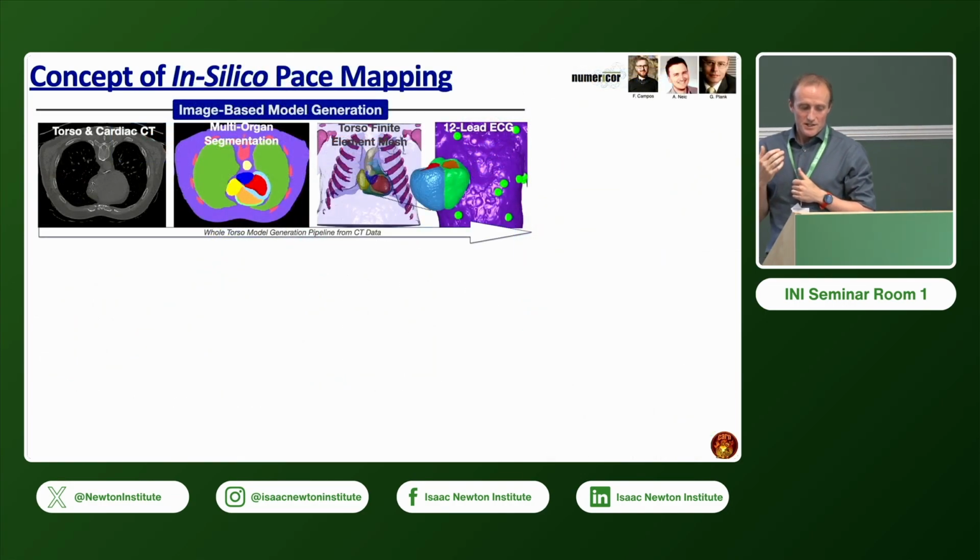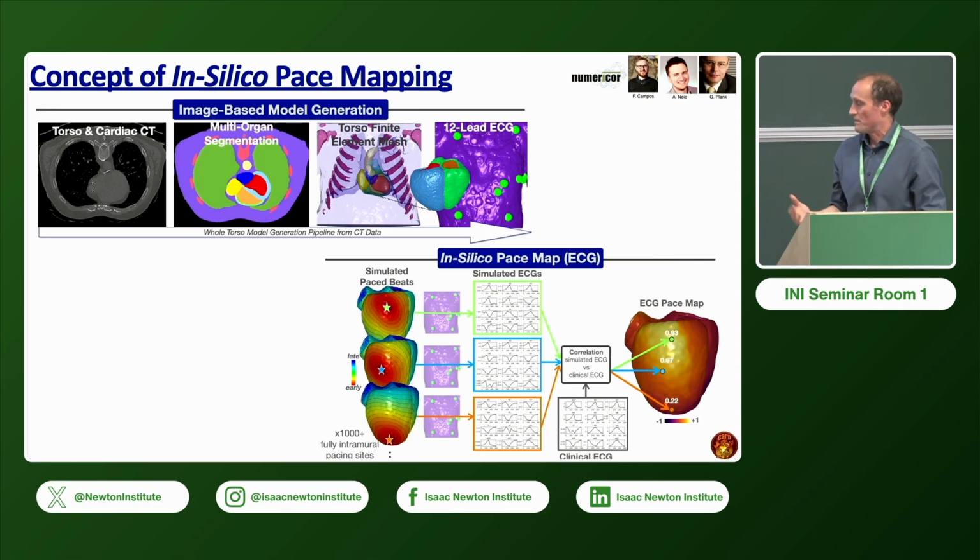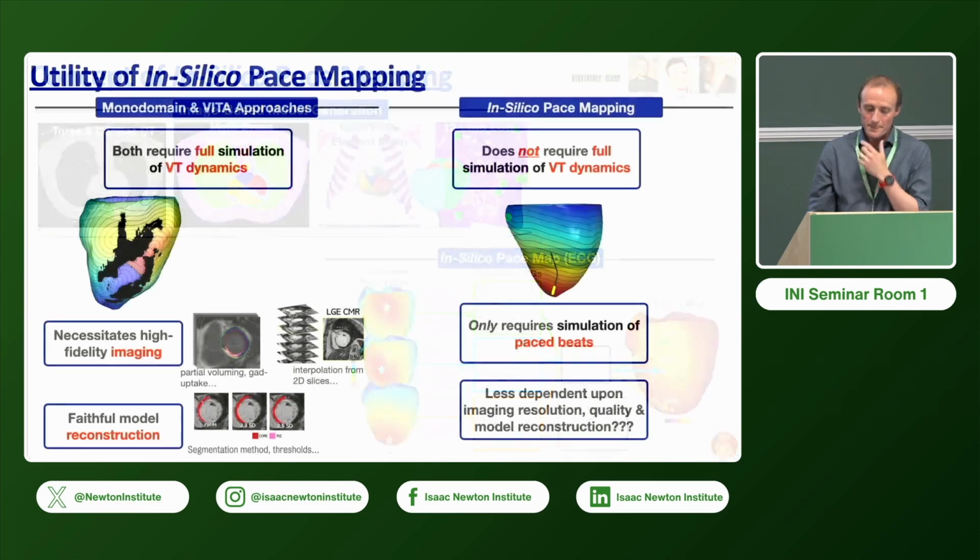And to be honest, the idea behind our in silico pace mapping project was quite embarrassingly simple as well. It was basically just to take an image-based computational model, including the torso, and then just to pace the heart in thousands of locations. Every time we pace, we just get a 12-lead ECG. For each one of these ECGs, we just correlate with the presenting clinical 12-lead ECG. This gives us a correlation coefficient, which is a number, which we then map back onto the heart to reconstruct a correlation map, or a pace map, which is basically just what they do clinically, but we're just doing it in silico.